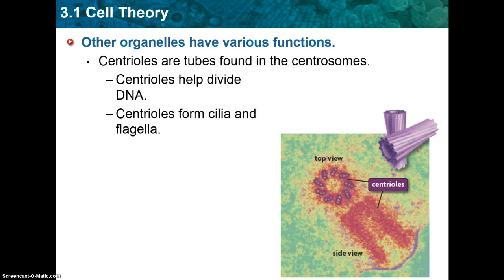Okay, so other organelles, centrioles. These are tubes that are found in centrosomes. Centrioles help to divide DNA and the centrioles form cilia and flagella. Flagella and cilia are those little tails and hairy things that are on the side, like on the animal cell that you colored. It was the little tail that was on it. Also, bacteria will have flagella.